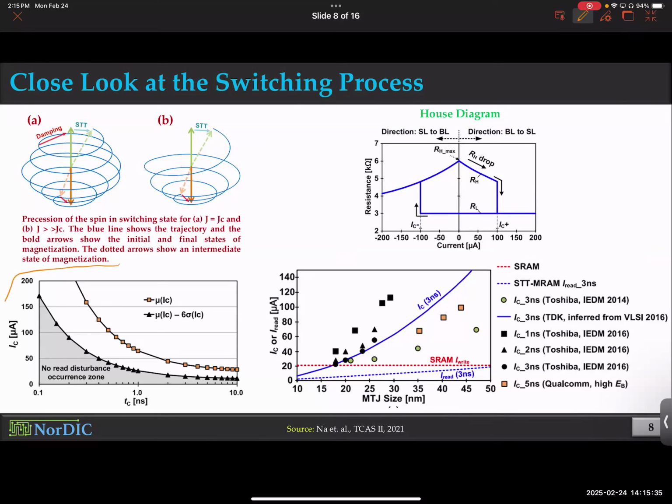So, this is the diagram that I just drew. It's already there. Notice, this is your critical current. This is the time that you give to switch.